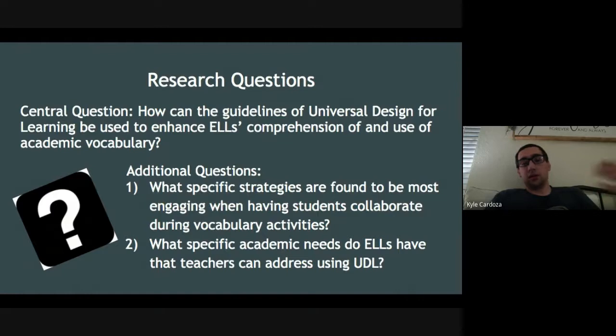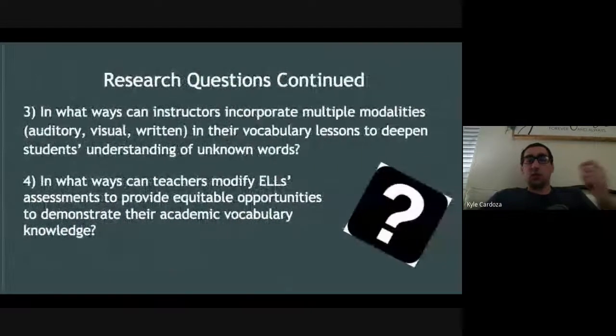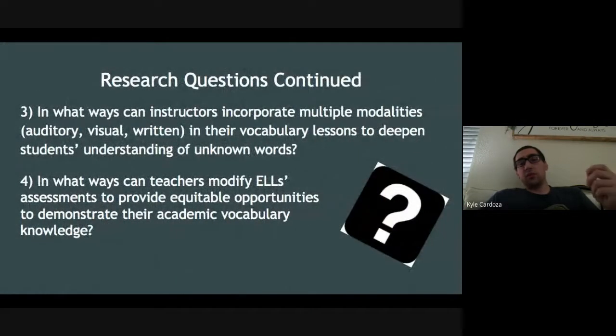Some of the additional questions are, what specific strategies are found to be most engaging when having students collaborate during vocabulary activities? What specific academic needs do English language learners have that teachers can address using UDL? And then there are 2 more questions that I'm going to explain before I really talk about how it connects to the data points or the data collection.